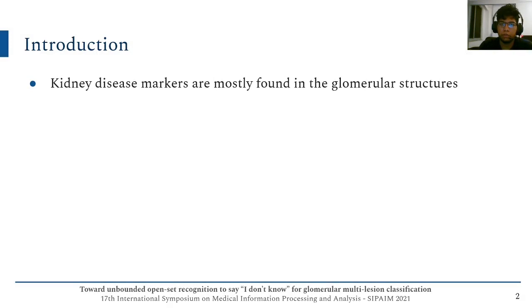First of all, our work focuses on a specific kidney structure called glomerulus, mainly because kidney disease markers are mostly found in the glomerular structures, presenting varied and heterogeneous visual features. But wait, what is a glomerulus?